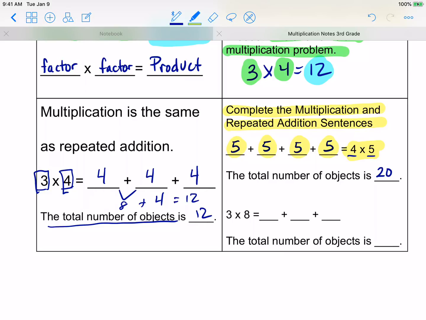And then for 3 times 8, we have 3 groups of 8. So we're going to be adding 8 together 3 times. For the total number of objects, we have to do a little math here. 8 plus 8 is what? 16. And then we have 16 plus 8. 6 and 8 is 14. 24, so the total number of objects is 24. So make sure you fill this in. If you can do the math in your head, that's great. You don't have to write this down, but you must fill in the blanks. Okay, must fill in the blanks.